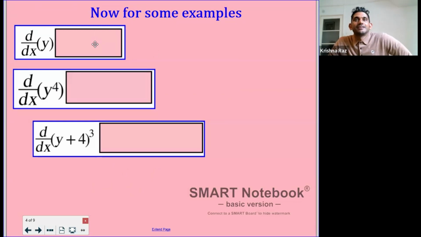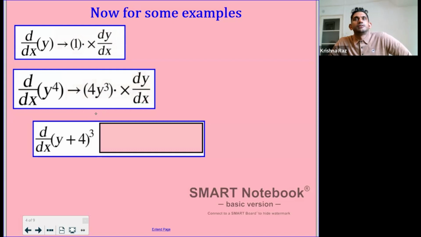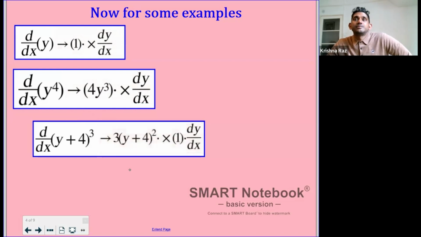Welcome back. So y would differentiate to 1, so the answer would be 1 times dy by dx. y to the 4 differentiates to 4y cubed, so the answer would be 4y cubed dy by dx. And the last one would be 3 times (3y plus 4) to the power of 2 times 1, so it would be 3(3y plus 4) squared times dy by dx. And that's it. That's all we do when we differentiate implicitly.